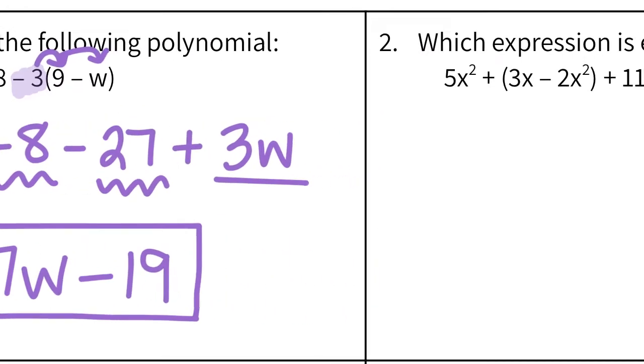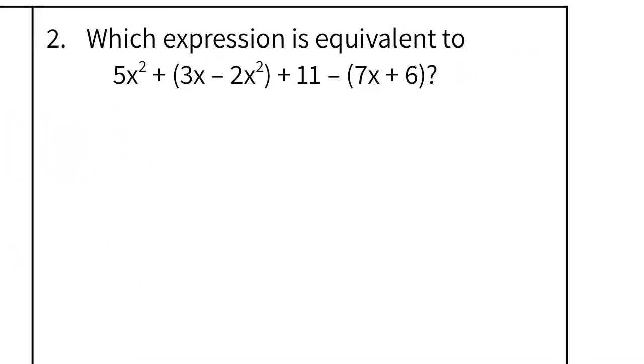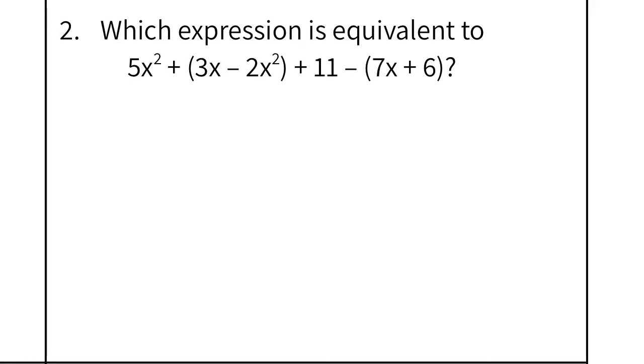Okay, the next one says which expression is equivalent to. Normally you would have answer choices to look at, but really, again, they're wanting us to simplify this as much as we can. So we always need to get rid of the parentheses first. That 5x squared is all on its own. It's going to stay the same.